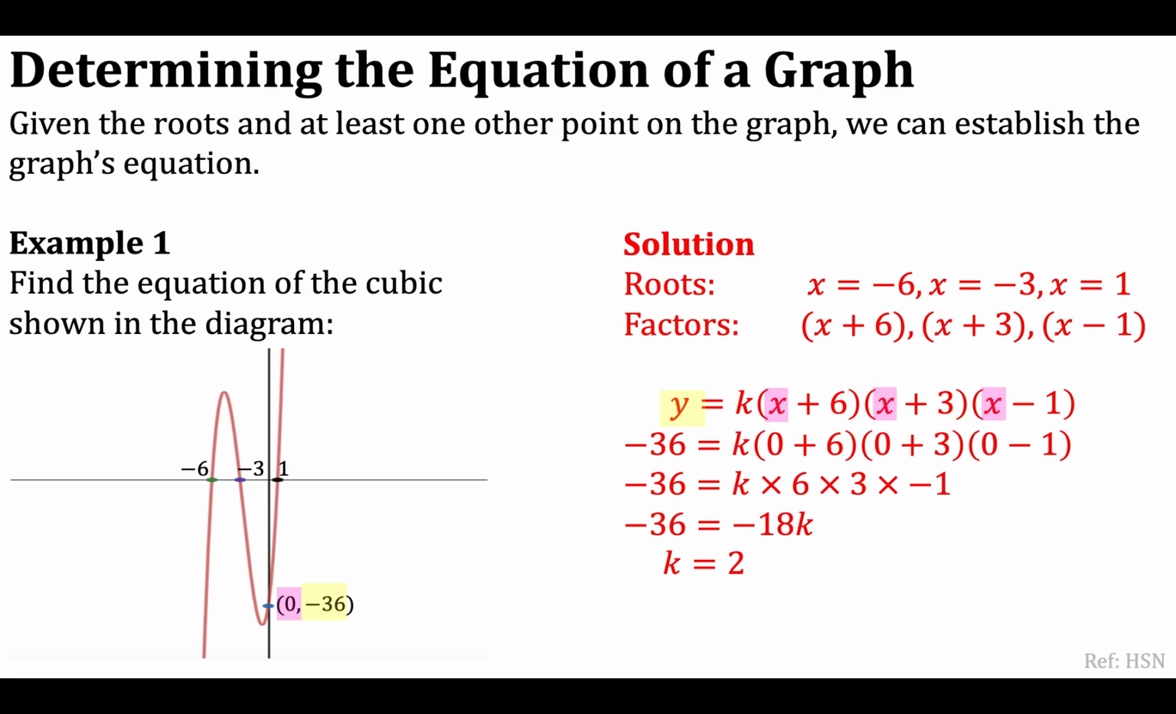So putting this back into our more general form, y equals k(x plus 6)(x plus 3)(x minus 1), we now know that the equation of the graph is y equals 2(x plus 6)(x plus 3)(x minus 1). And that's our final answer. We could expand the brackets, but we don't generally have to do that. So unless the question asks you, you can just leave your answer like this. So just now would be a good time to pause the video and take this example down in your notes.